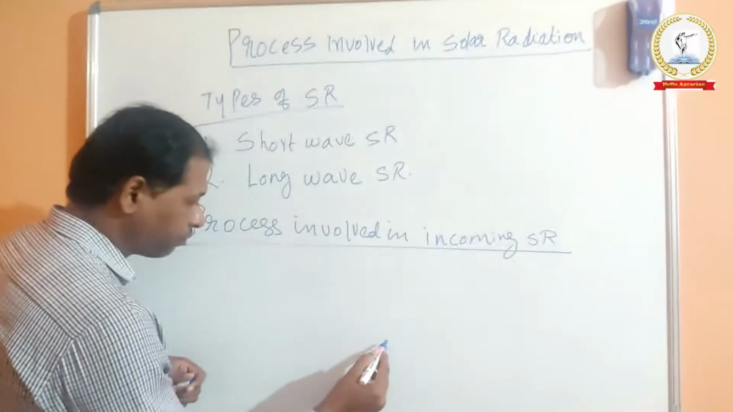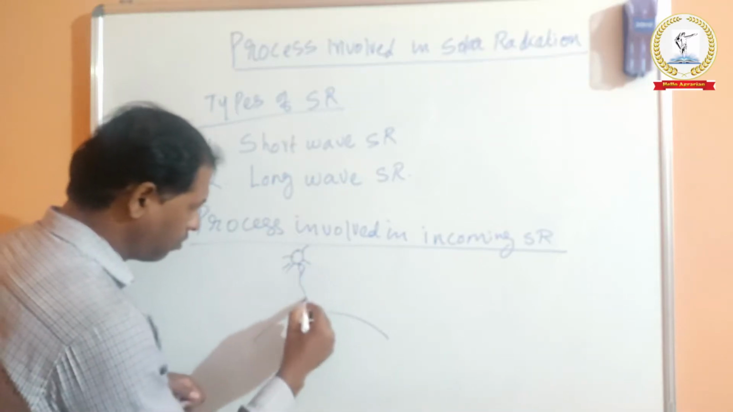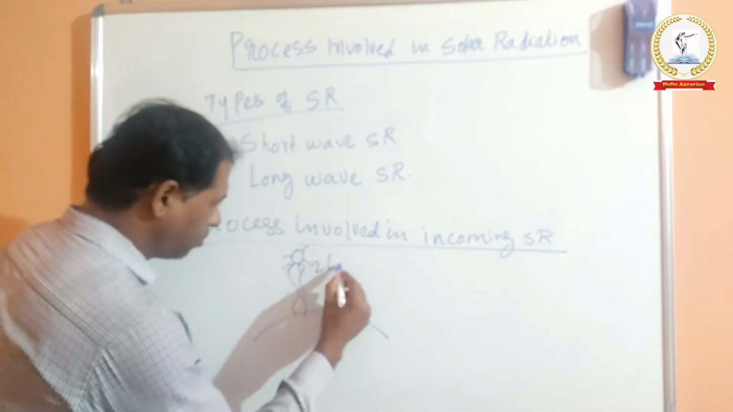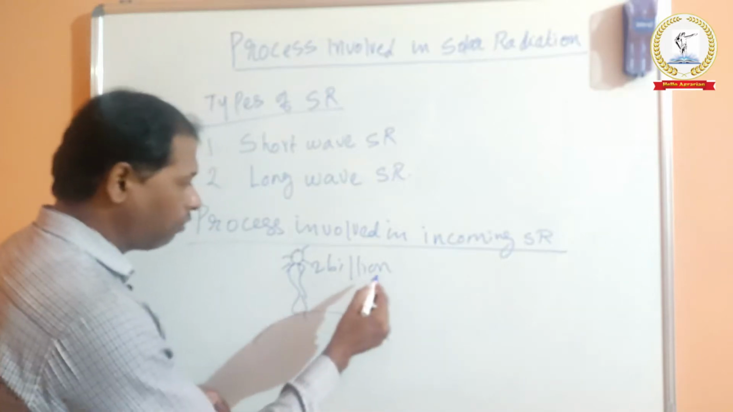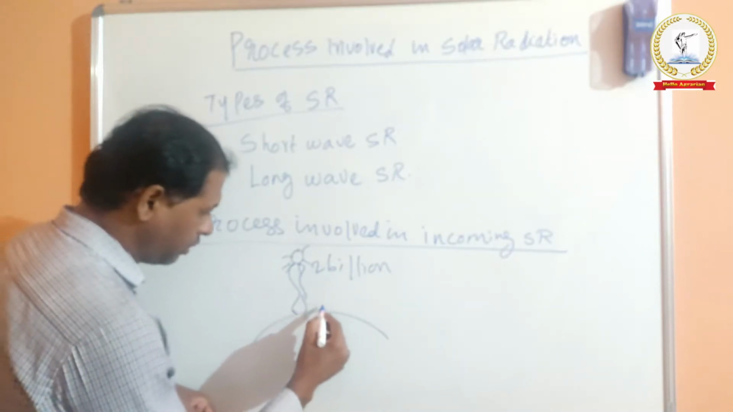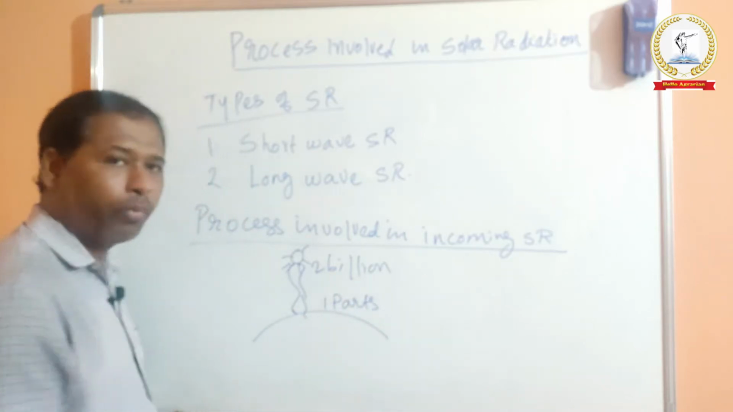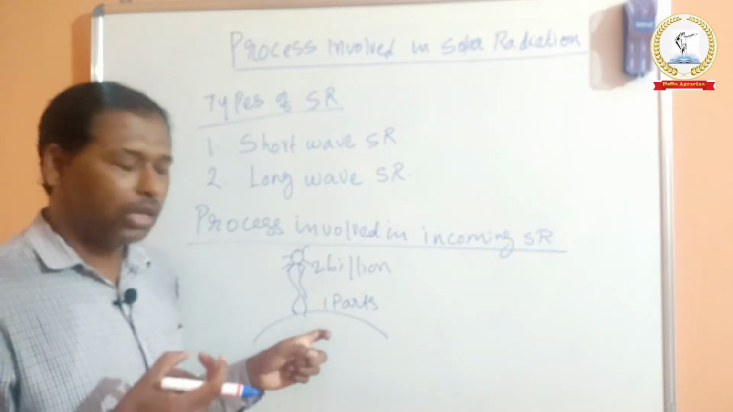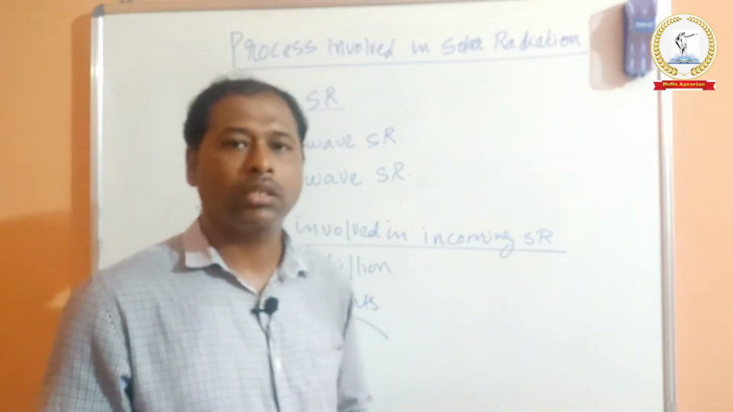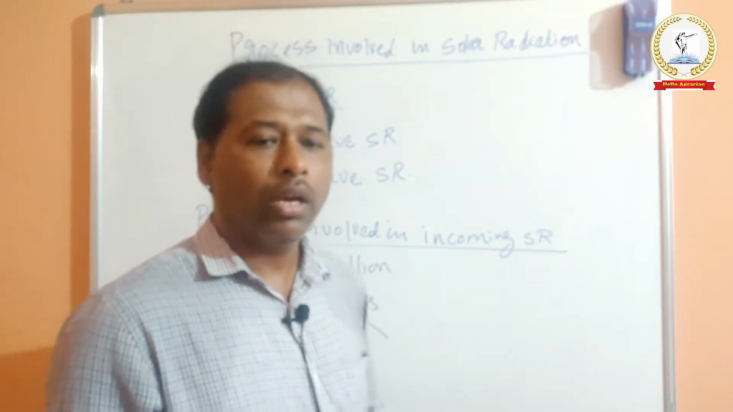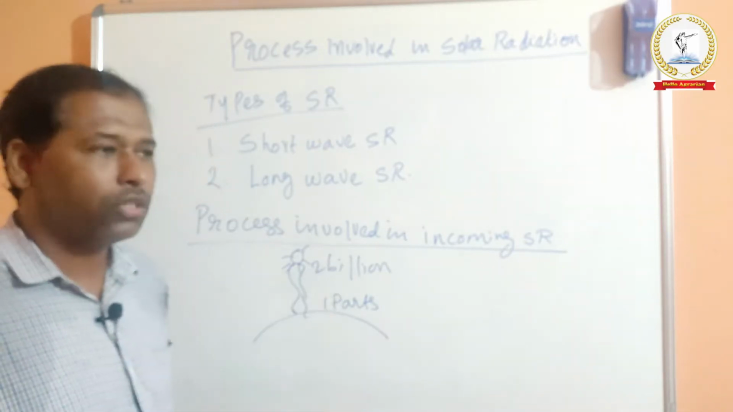For example, suppose the sun emits 2 billion parts of solar radiation, out of which our atmosphere receives only 1 part. So this much tiny energy is responsible for all the reactions and all the action taking place on the earth's surface. There are three processes involved with the incoming solar radiation.